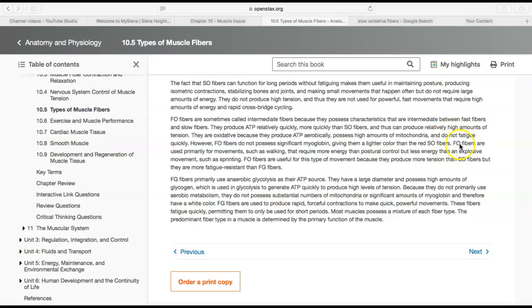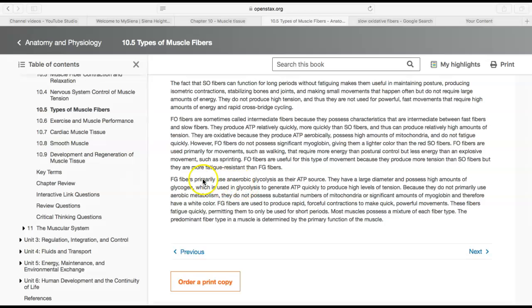These fast oxidative fibers are going to be used primarily for movements that require a lot of energy, but you can do for a significant amount of time, like walking. They're not going to be explosive movements like sprinting. Those are what we're going to use these fibers for. But they are still using a lot of energy. It does take a lot of energy to walk around, but you can walk around for a good amount of time without getting tired, much more than you can with doing something that's explosive, where you will use your fast glycolytic fibers.